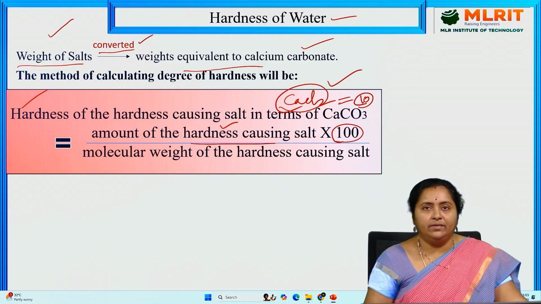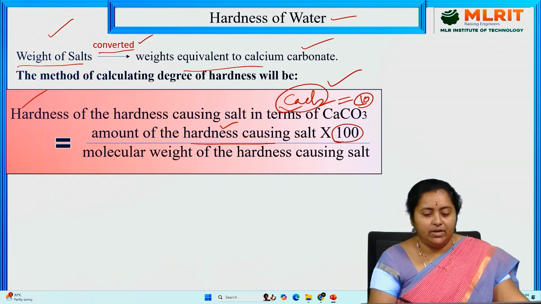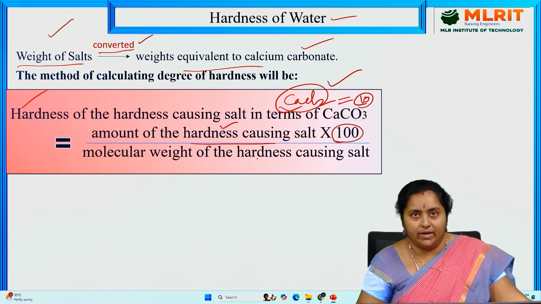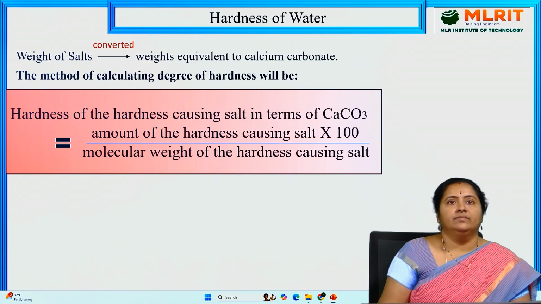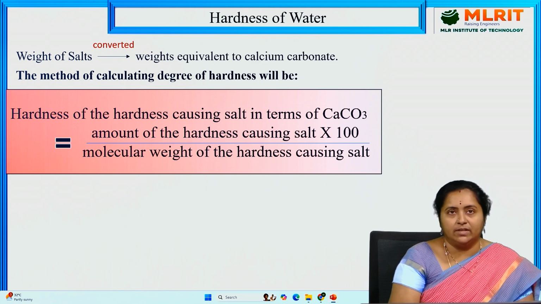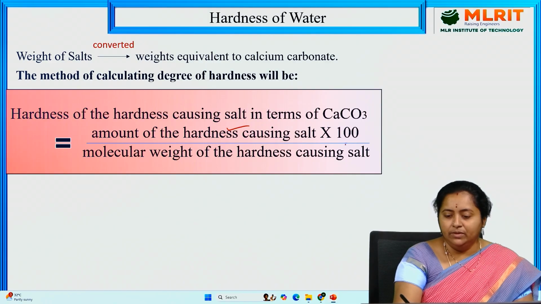So in the numerator, the weight of the calcium chloride that is given in the problem, in the data, it will be given. That value you have to substitute here, divided by the gram molecular weight of the same salt, that is calcium chloride, the hardness causing salt, into 100. So this formula can be changed in another way. That is, the amount of hardness causing salt, for example calcium chloride we have taken, that is the weight of calcium chloride will be given in the data, in the problem.